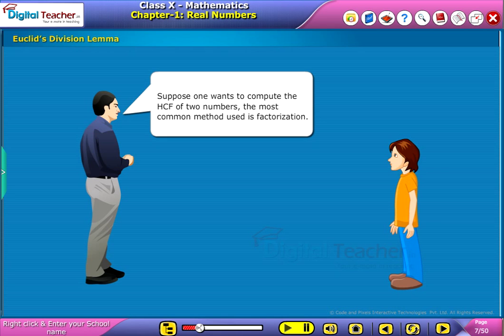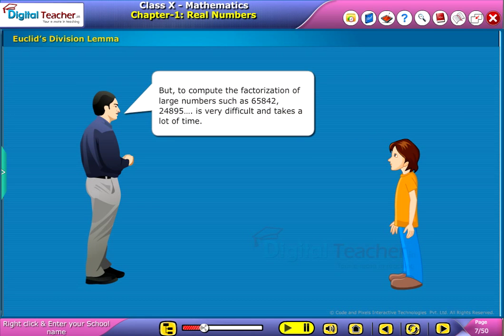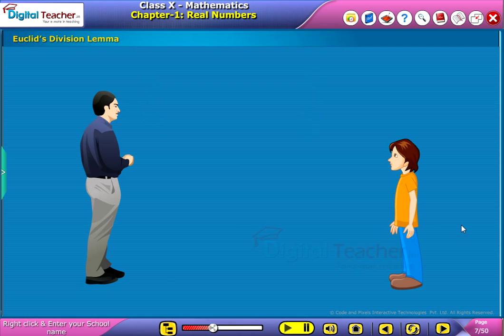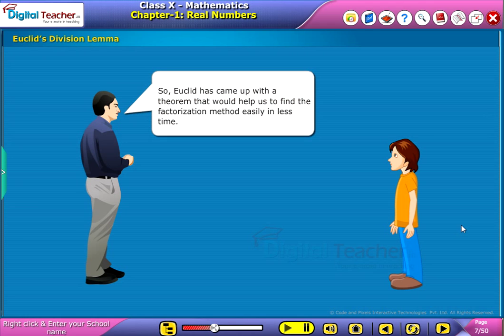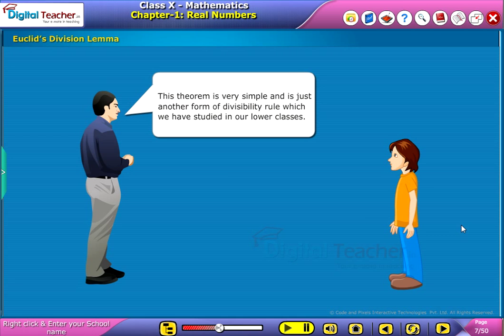Suppose one wants to compute the HCF of two numbers. The most common method used is factorization. But computing the factorization of large numbers, such as 65,842 and 24,895, is very difficult and takes a lot of time. So Euclid came up with a theorem that would help us find the factorization easily in less time. This theorem is very simple and is just another form of the divisibility rule, which we have studied in our lower classes.